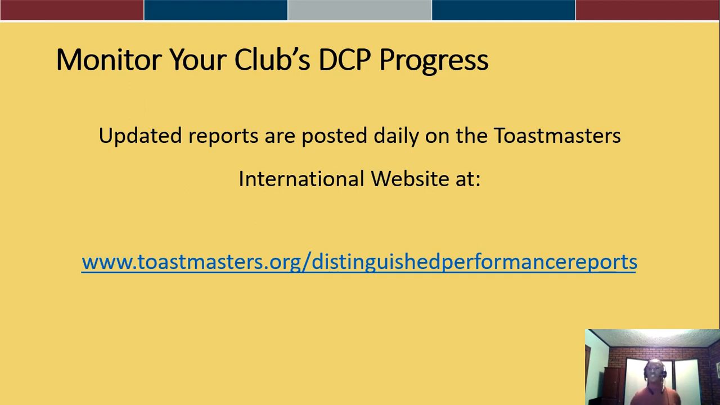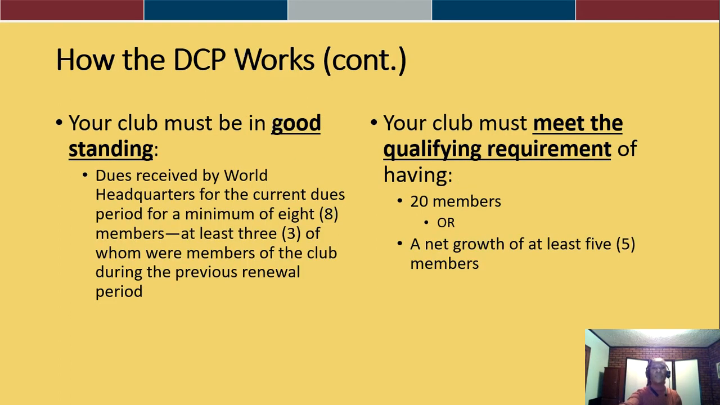Remember I said I have a special leadership legacy report on how your club is doing and how to be able to track your club's progress using the Toastmasters International dashboard? Well, the dashboard is giving you the daily reports, and you can find the information at www.toastmasters.org/distinguished performance reports. That's updated every single day by Toastmasters International, and it gives you a clue as to how your club is doing with earning those 10 goals of the Distinguished Club Program.